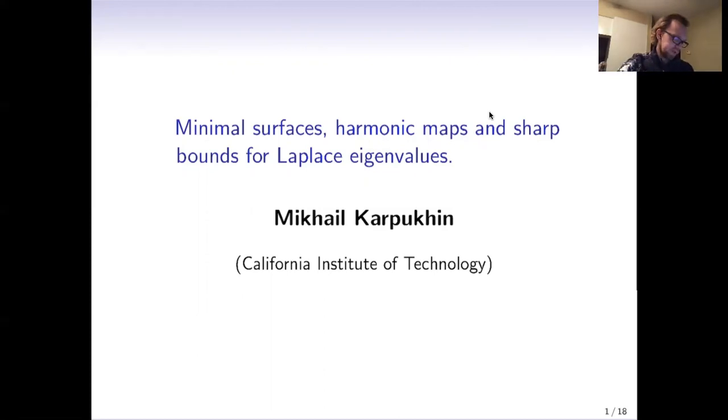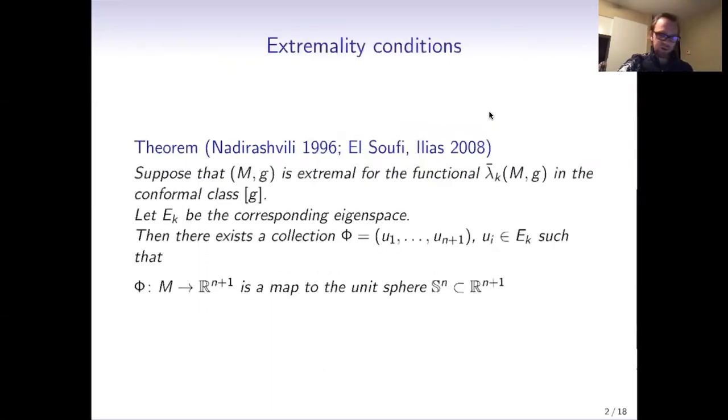Okay, so let me first remind you what we're going to do. The first step in that correspondence was the extremal metric in the conformal class. The first step we discussed is this theorem of Joshua, Sophie, and Elias that tells you essentially that if you have an extremal metric in the conformal class for the kth eigenvalue, then you have a map to a sphere by kth eigenfunctions. So this was the first step.